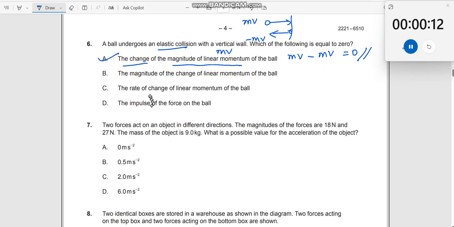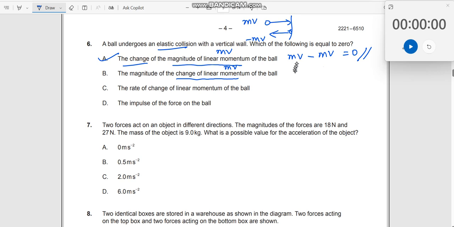Let us look at this also. Magnitude of the change. See, it appears that option A and option B are nearly the same, but it's not so. Let us understand this also, though you got the right answer initially. Change of the linear momentum. Okay, what is linear momentum? mv. Change of the linear momentum, which is what? Whatever is the sign over here, do not neglect that.